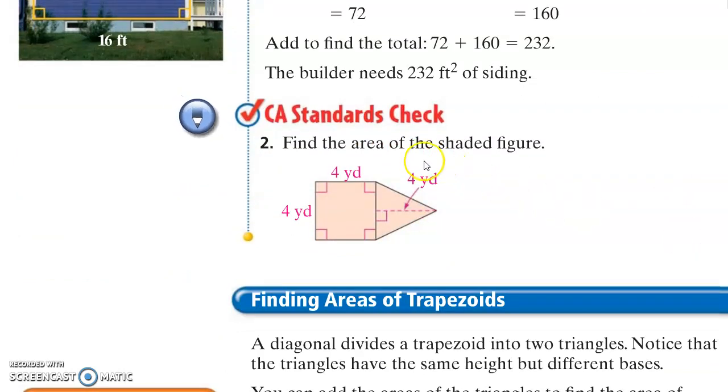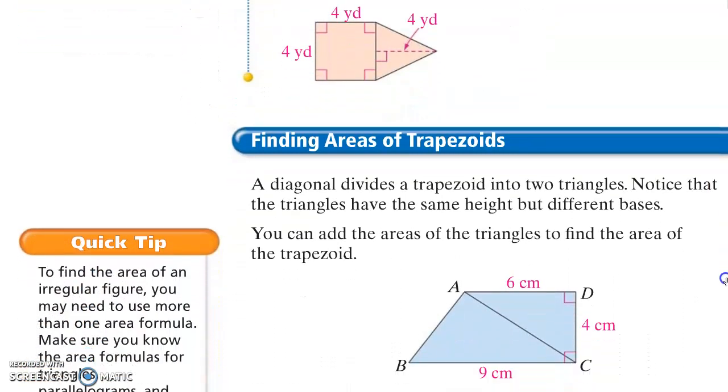And you would do the same thing for this example. You would go ahead and say 4 times 4 is going to be 16 square yards plus the area of the triangle. If you said 4 times 4 divided by 2 is 8, so you would just go ahead and add 16 plus 8, and you would get your answer.